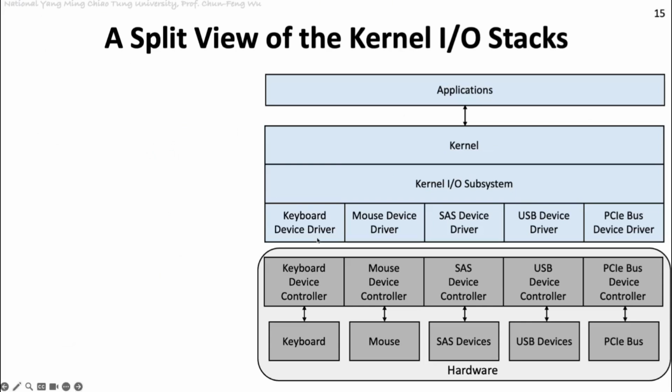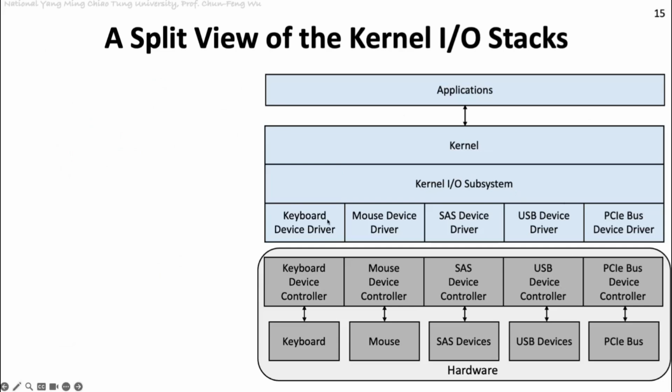So the answer is the device driver. The device driver works as a bridge between the operating system, or our host system, and the device. You can see there is a keyboard device controller, so it means we also have a keyboard device driver. The device driver can interact with the device controller. For each device there is a mouse device driver, a SAS device driver, a USB device driver. So different device drivers can talk to their related device.